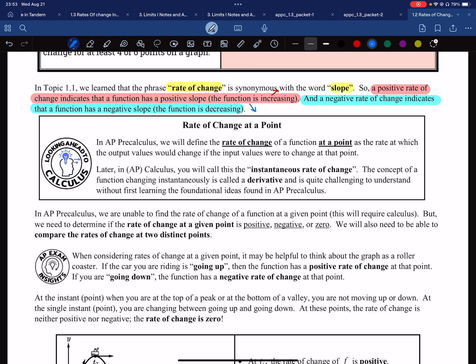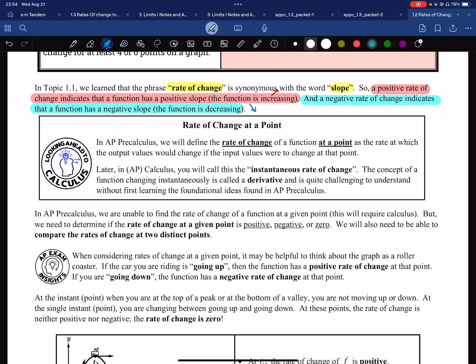In this class, we'll define the rate of change of a function at a point as the rate at which the output values would change if the input values were to change at that point. So really, we're only going to use the words positive, negative, and zero. In order to find the actual rate at which it's changing there, that would be the instantaneous rate of change, which would require some calculus.